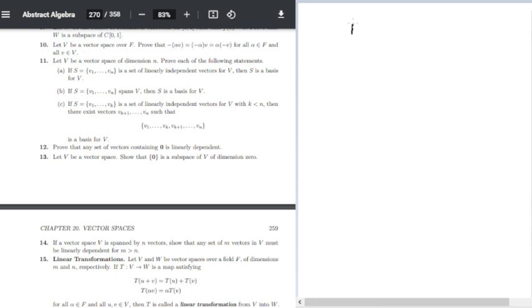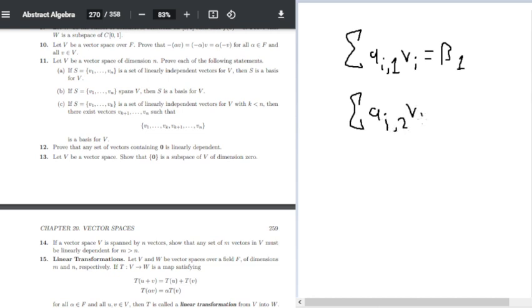Suppose we have a sum of a_i1 vi is equal to beta 1, sum of a_i2 vi is equal to beta 2. Or actually, because we can write, just include it, we're going to have this.